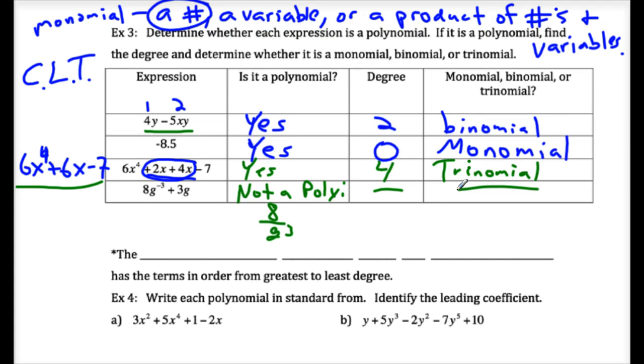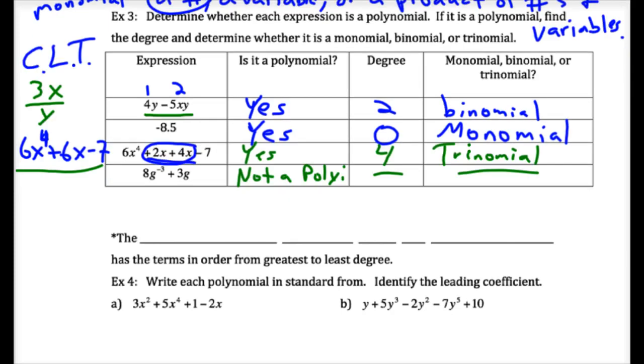Is that the only time it's not a polynomial? When it has negative exponents? When it has variables in the bottom. Because we could have written something like 3x over y. There's no negatives there, but there's a variable in the denominator, which you can't have. So no variables in the bottom. Negative exponents make variables in the bottom. Agree? So that's why. Good question.